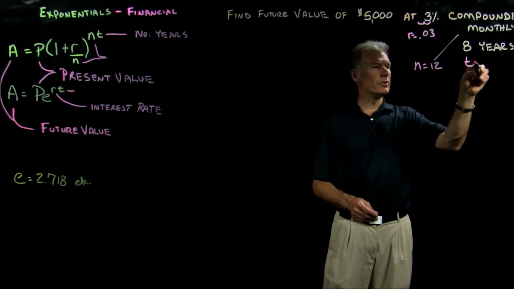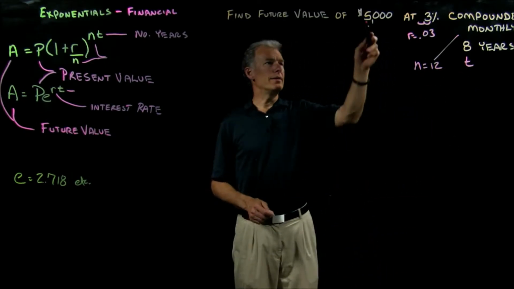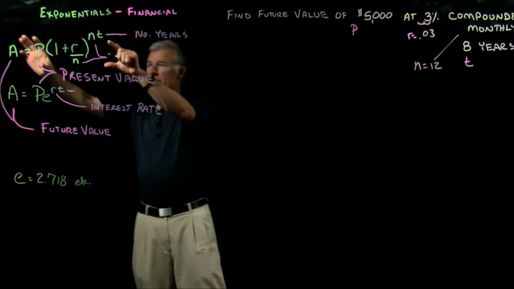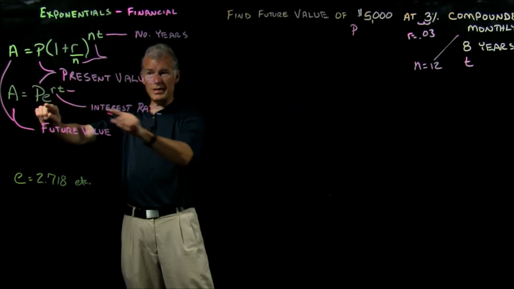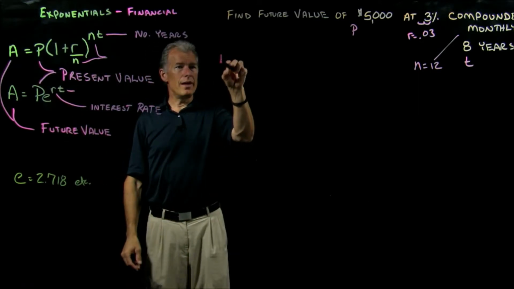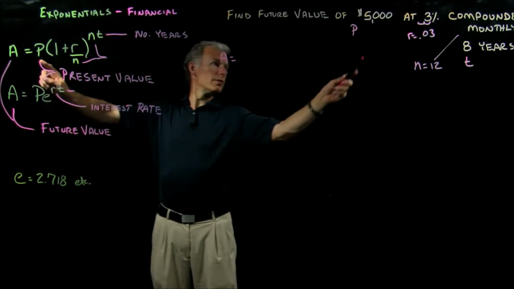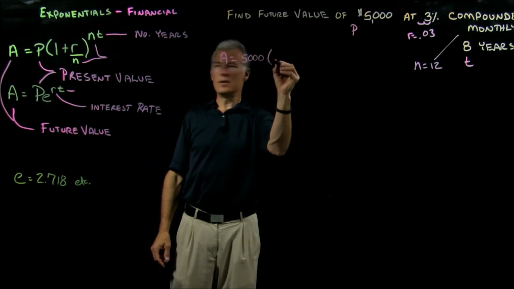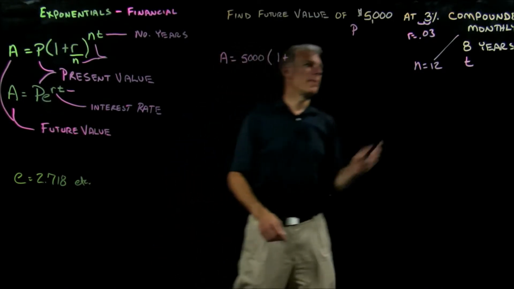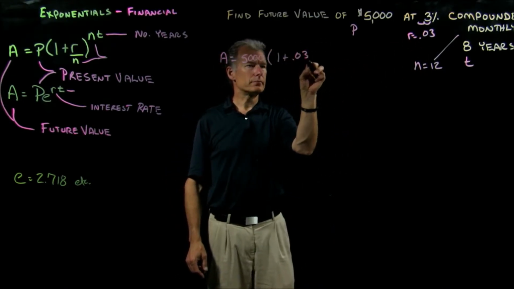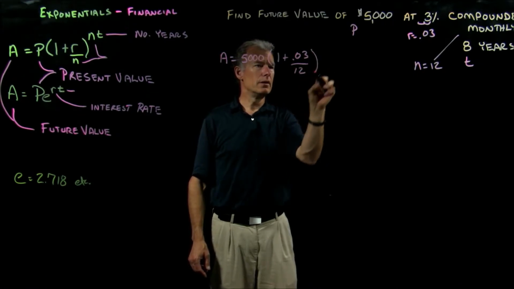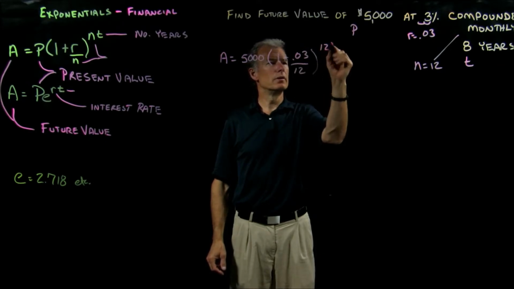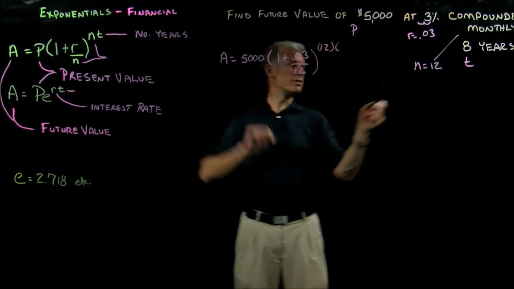T will be equal to the number of years right there. And this is P, our present value. We start with $5,000. So we're going to take this equation here. And again, we're not using this one because this would be for continuous. So A equals P. Our P is $5,000, times 1 plus R, which is 0.03 divided by 12, raised to the power of N, which is again 12, times T, which is the number of years, which is 8.